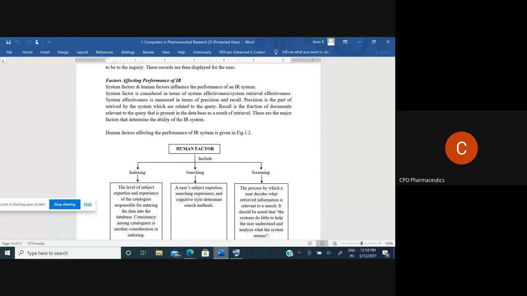Digital tablet, okay, sir. What did you get? Tell me. You got a digital tablet, right? Yes, sir. See, this is what an information retrieval system does.